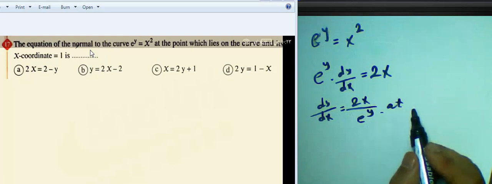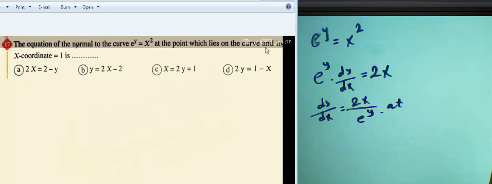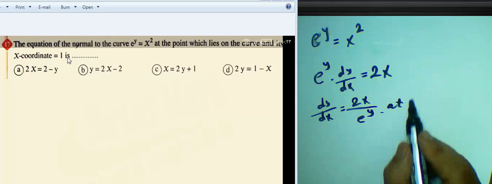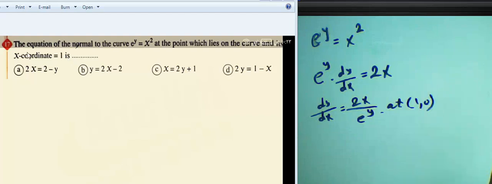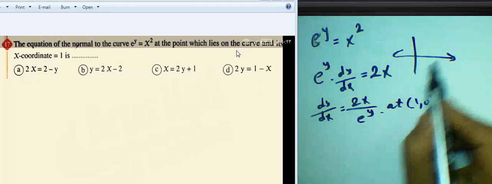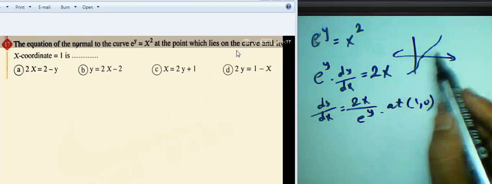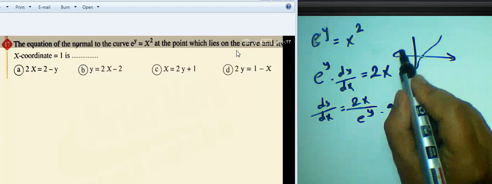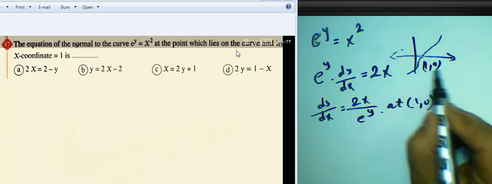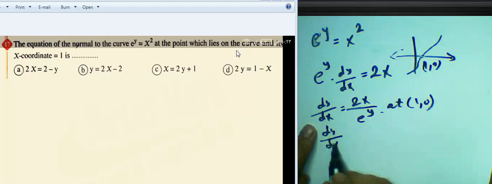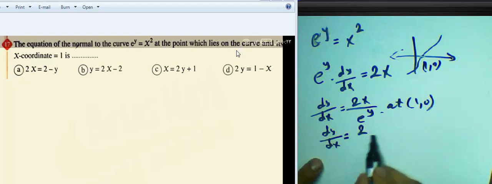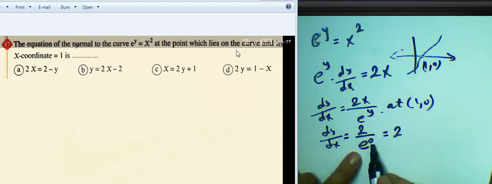At x equal what? At the point which lies on the curve, whose x coordinate equals 1. This point will be (1, 0), because it lies on the curve where x equals 1. We put x = 1 into dy/dx, and it will be 2 over e^0, which is 2, because e^0 equals 1.